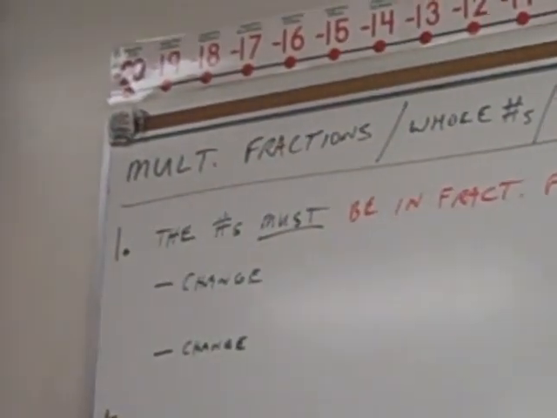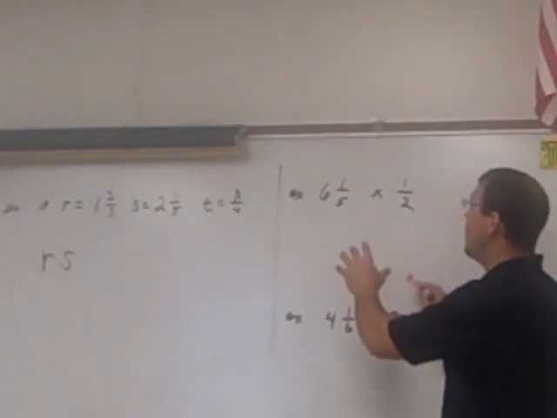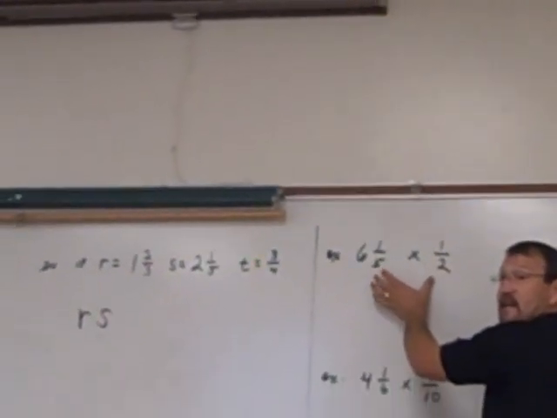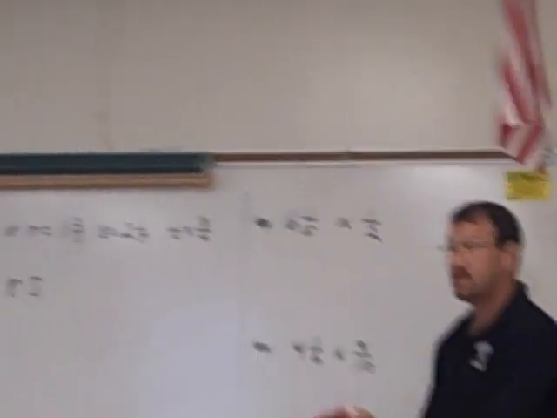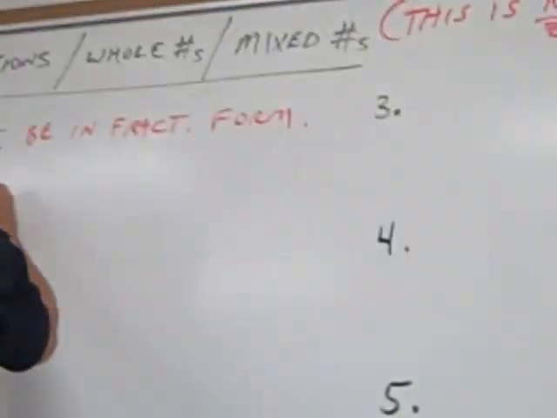The numbers must be in fraction form. They must be in fraction form. Whether it's improper or not, you must have fraction form. If you look over to the sideboard over here, this first example has a mixed number. I cannot multiply this like it is because both of these need to be just fractions. Okay? So, what do we have to change?